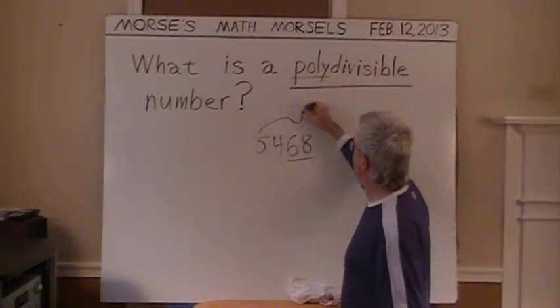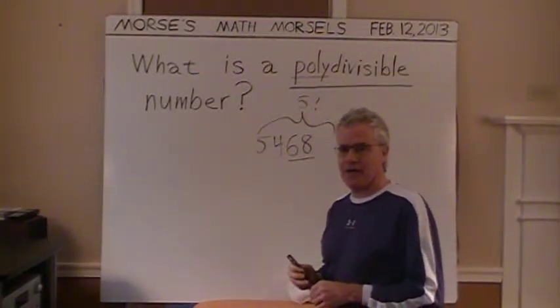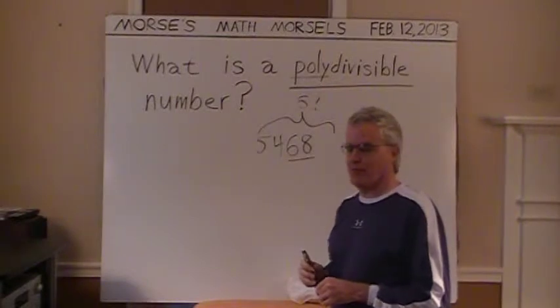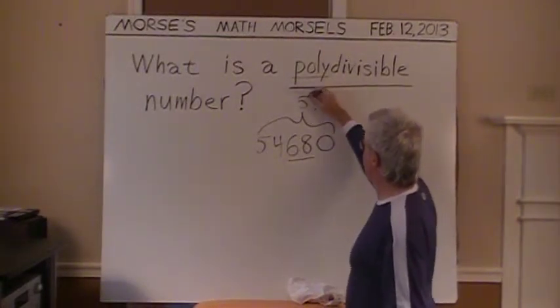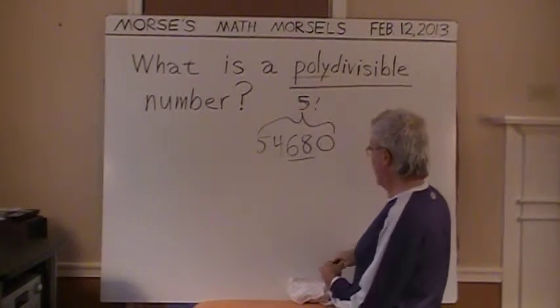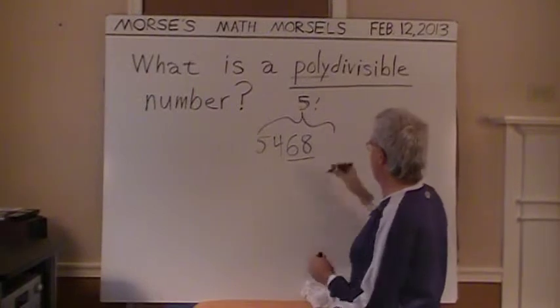Now, as for polydivisibility by 5, the simple rule for dividing by 5 is that the last digit must be a 5 or a 0. So this number is polydivisible all the way up to 5 if it ends with a 0 or with the other required digit, 5.